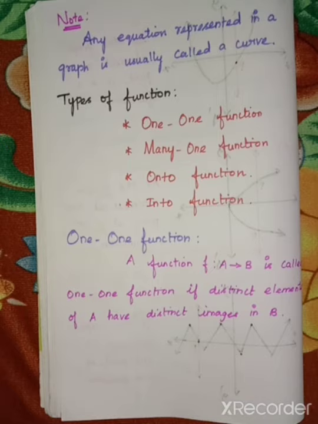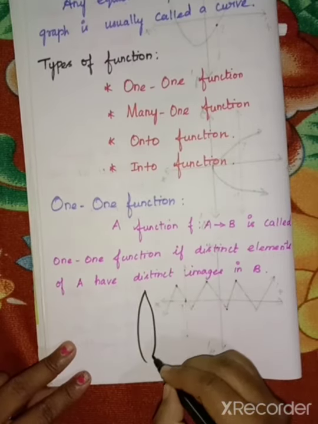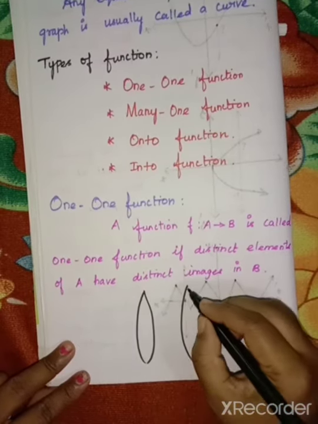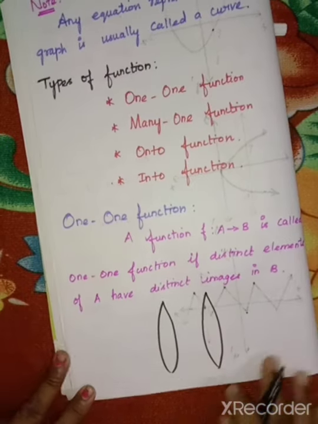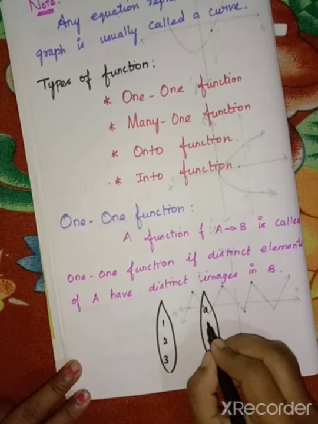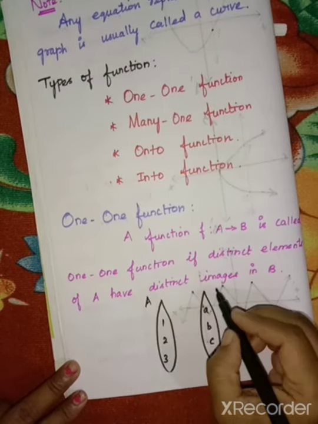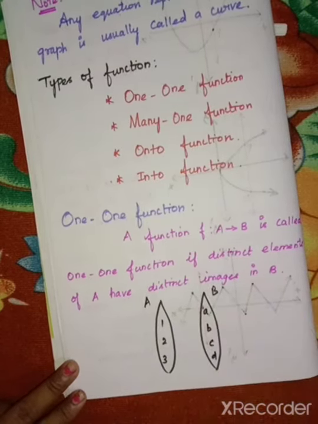See one arrow diagram, here one example. If I draw that, so 1, 2, 3, and here A, B, C, D, like that. Here this is set A, this is set B. By using that, I have drawn an arrow diagram.